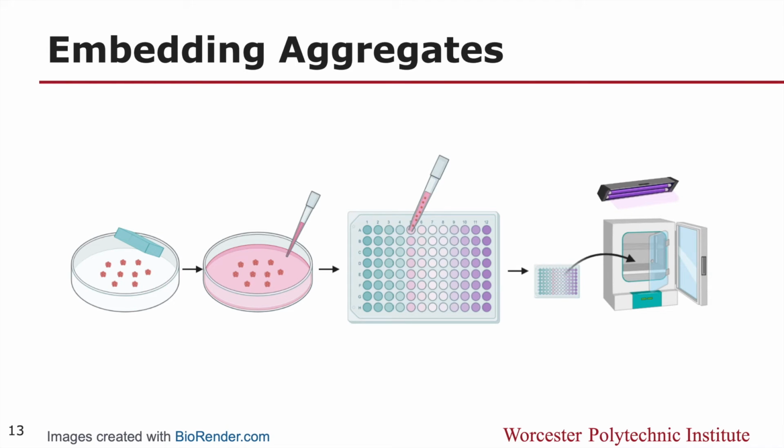So in order to embed the aggregates into the gel, we invert the agarose mold that we created into a non-tissue culture coated dish. We then rinse the plate and suspend the aggregates in a media at a given concentration. And then we make the pre-polymer solution gel and mix the aggregate suspension in this, and then we polymerize them through either light or heat.